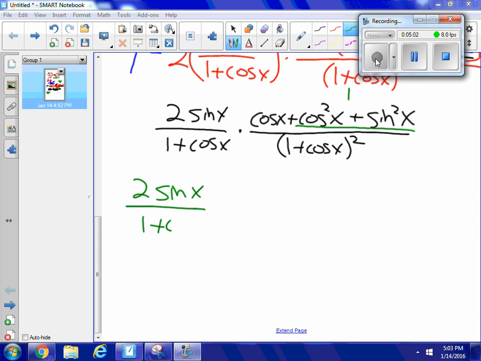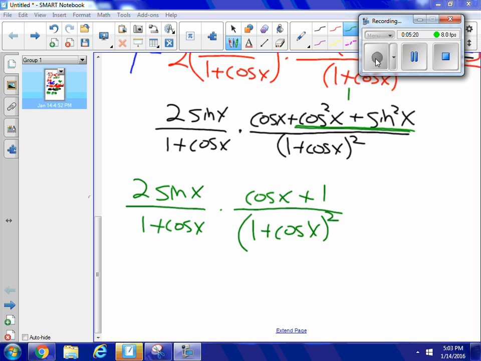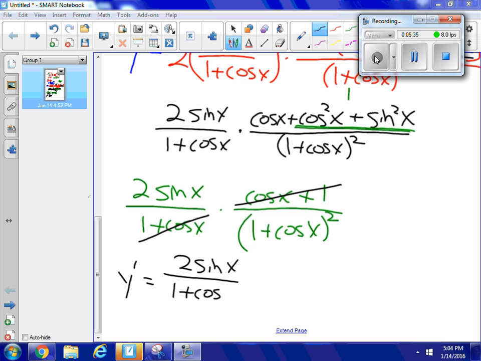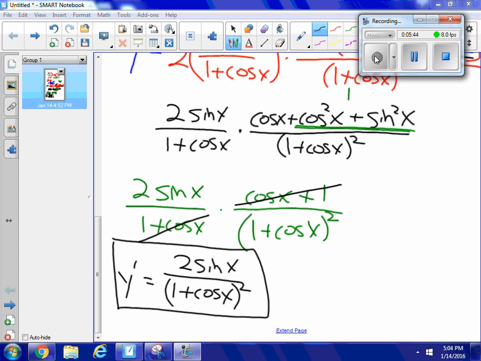Over 1 plus cosine x times, well, cosine x plus this 1, it's the same as 1 plus cosine x, divided by 1 plus cosine x squared. I think I'll just cancel these two out. And my answer for y prime is 2 sine x divided by 1 plus cosine x squared. And that's my answer. No, I can't simplify that anymore. That's my answer.